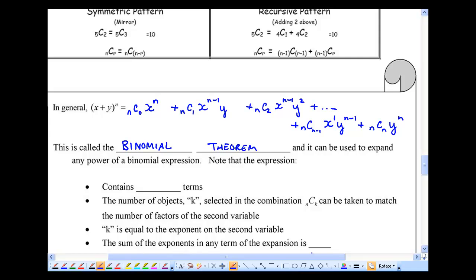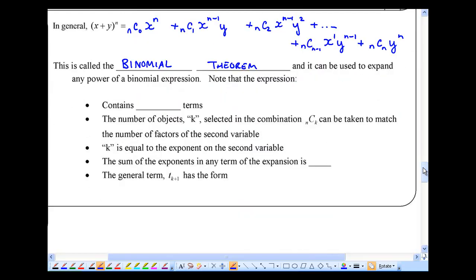But before we continue further, let's just take note of a few things. How many terms are in this binomial theorem? If it's raised to the power n, there are actually n plus 1 terms. Think about that, right? Go back to x plus y to the power 2. There are 3 terms. x plus y to the power 3. There are 4 terms. So, in general, x plus y to the power of n means there are n plus 1 terms.